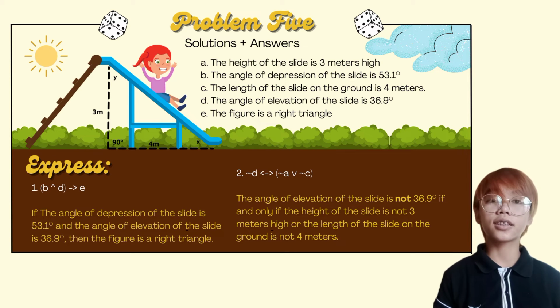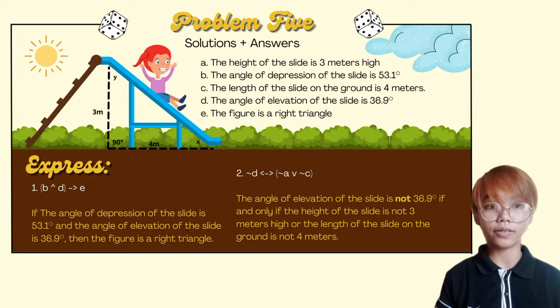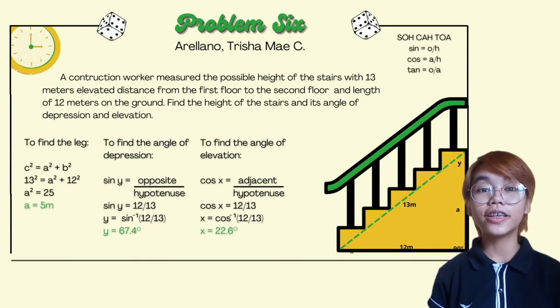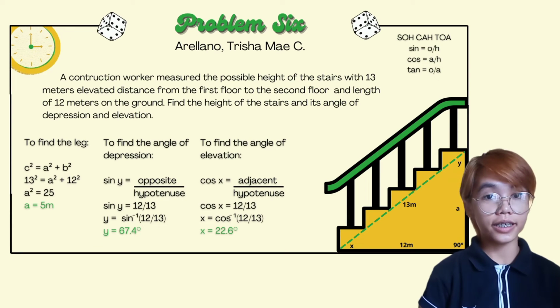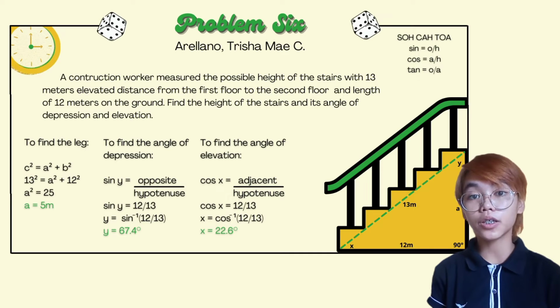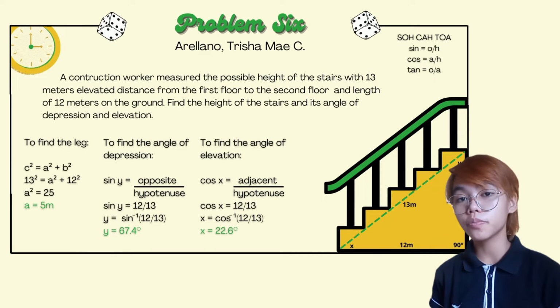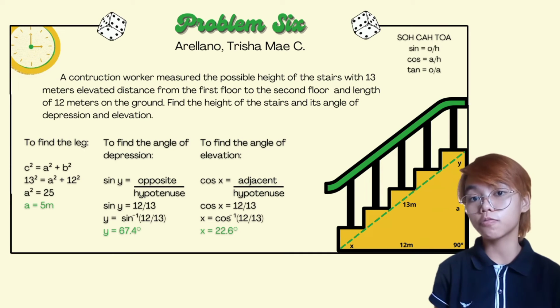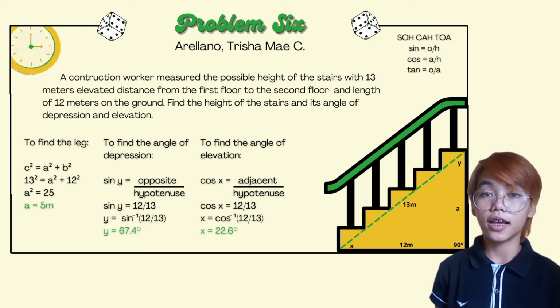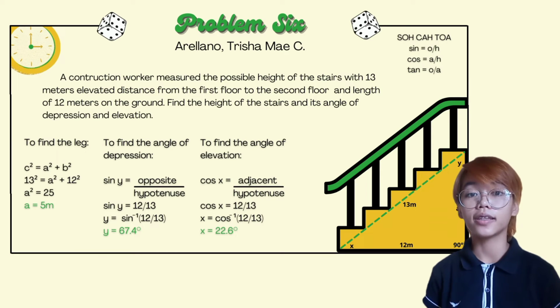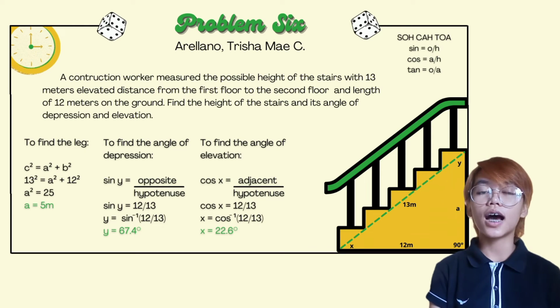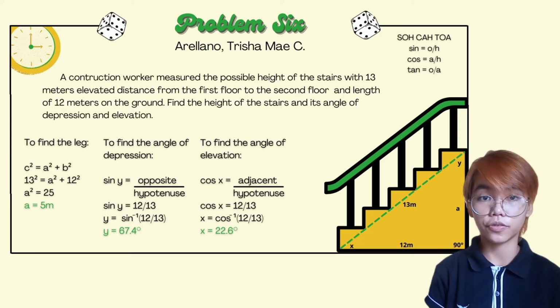Let's move on to the next problem and last problem of level 3. Now we're here to solve the last problem of level 3. A construction worker measures the possible height of the stairs with a 13 meters elevated distance from the first floor to the second floor and a length of 12 meters on the ground. Find the height of the stairs and its angle of depression and elevation.